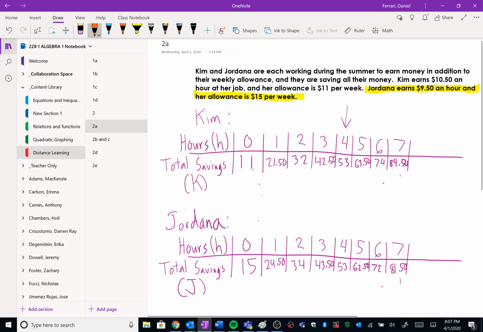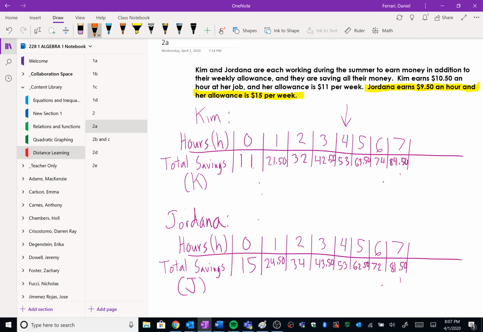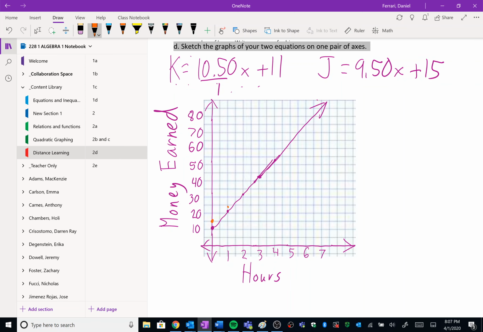So remember, if I go back to my points here, I can get really exact values. The first one at 1 hour, she should make about $24.50. So at 1 hour, I'm going to go over to 1 and up to 24.5, which is going to be right below the 25. Then my next one, oops, sorry, wrong place. My next one, I'm looking at 2 hours, I'm looking at $34. So 2 hours up to $34, just shy of the 35.